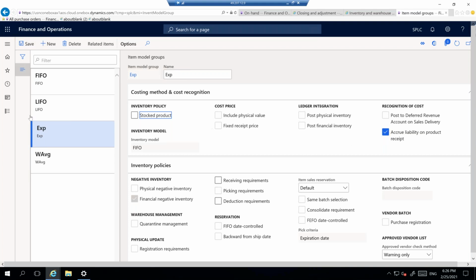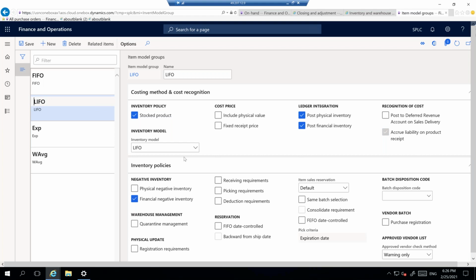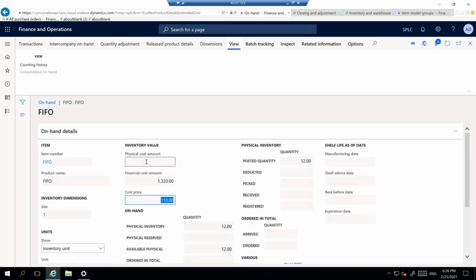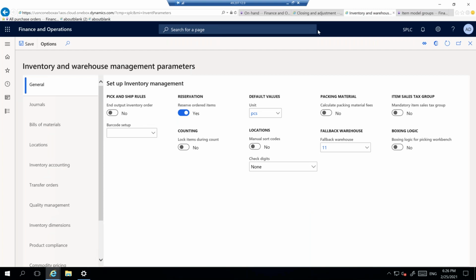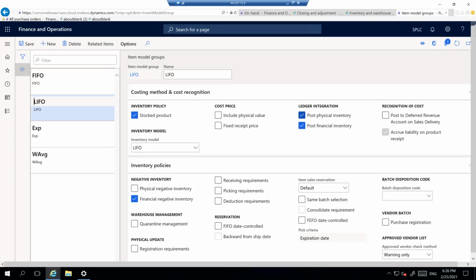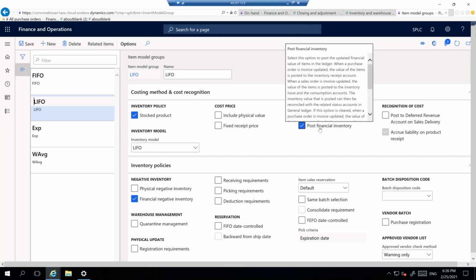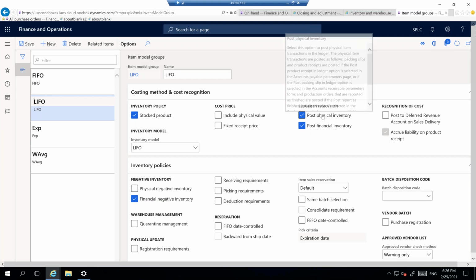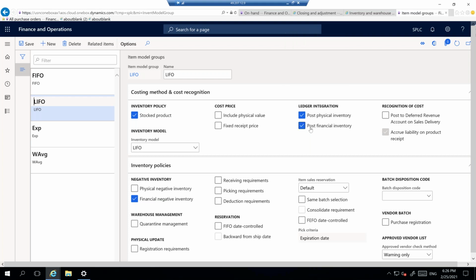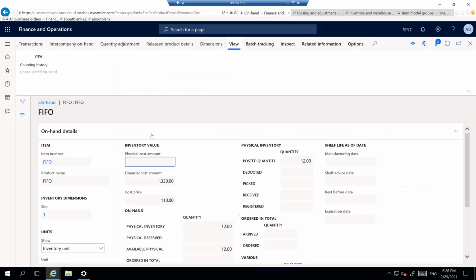If it is FIFO or LIFO, we just learned about physical cost amount and financial cost amount. Physical cost amount means it is posting from here, post physical inventory. Post financial inventory means the finance side. So at the time of product receipt, these accounts will be posted. At the time of invoicing, this will be posted. That is what we saw just now.